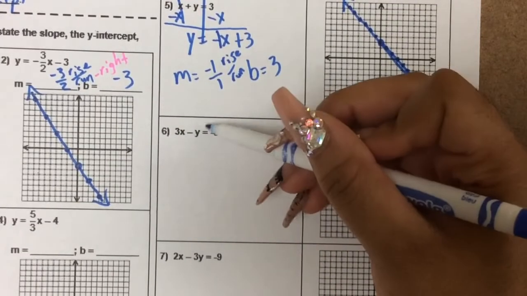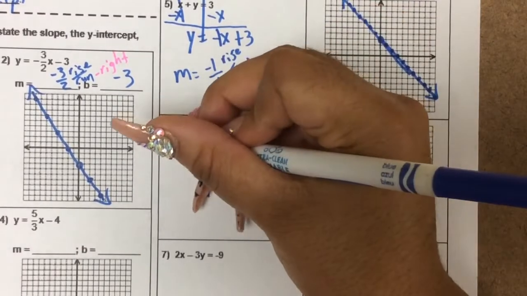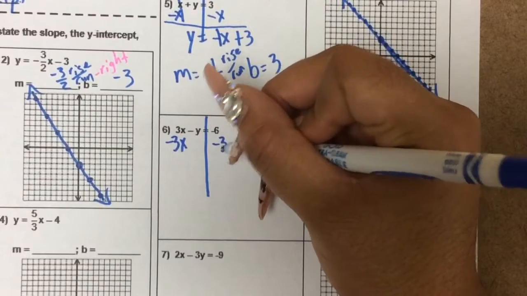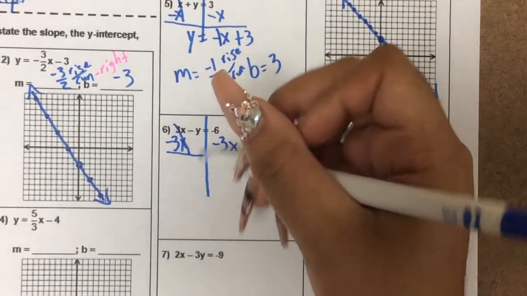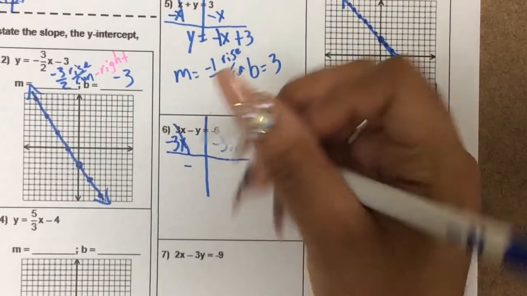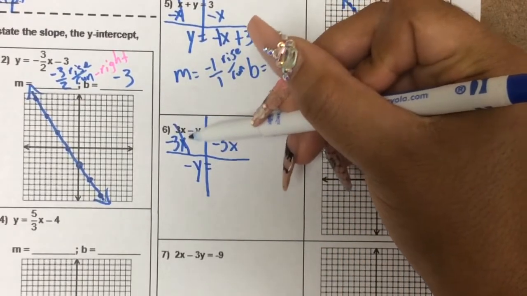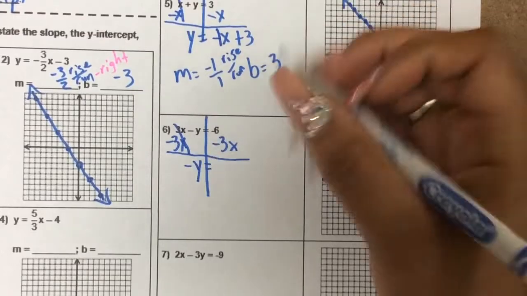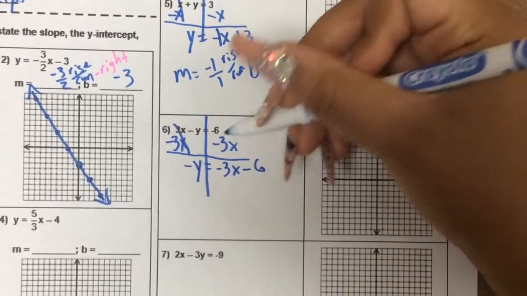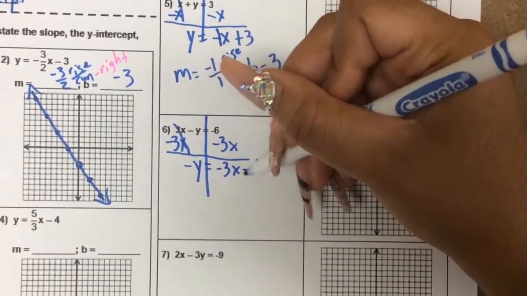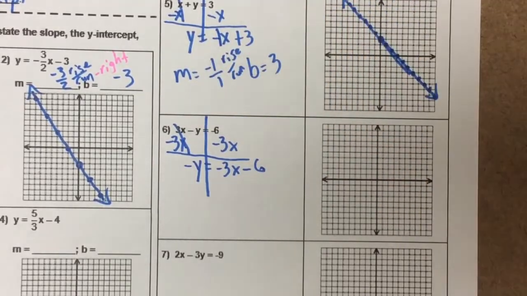Okay, number 6. Move the x to one side, so I'm going to subtract 3x. Copy down what I have, so I have a -3, negative y equals. Make sure if there's a negative in front of the y, you copy down the sign with the y. So now I'm going to copy -3x minus 6. Remember, these are not like terms, so you cannot combine those. You can't subtract -6 minus 3. You just copy them down because they're not like terms.